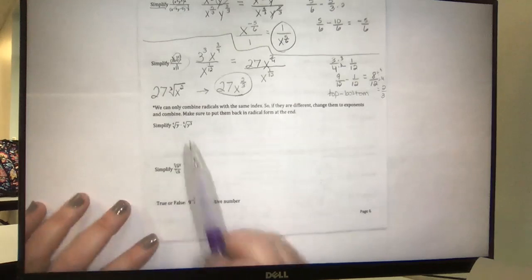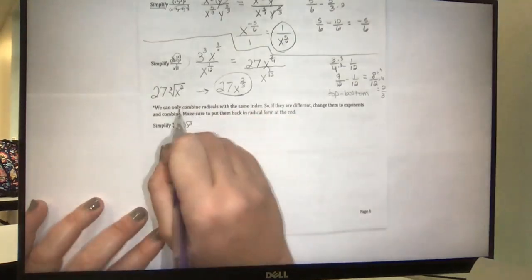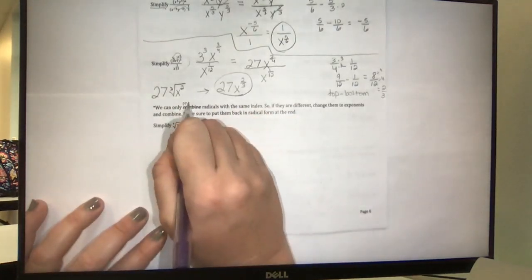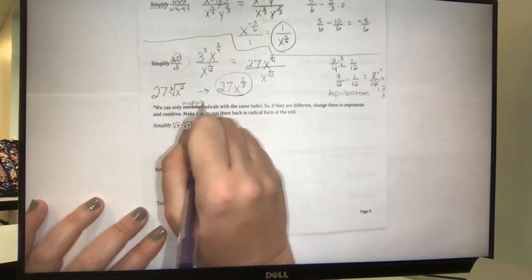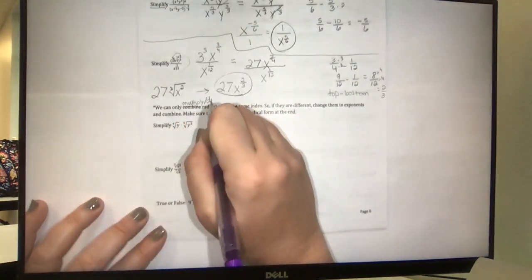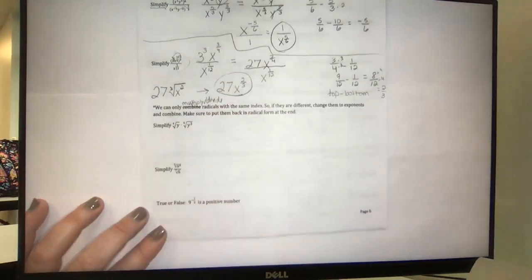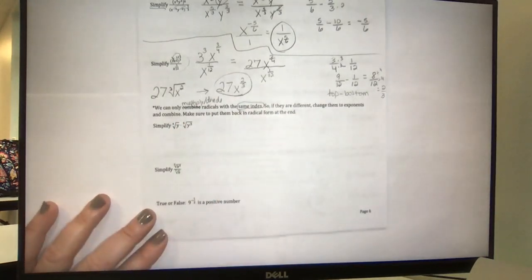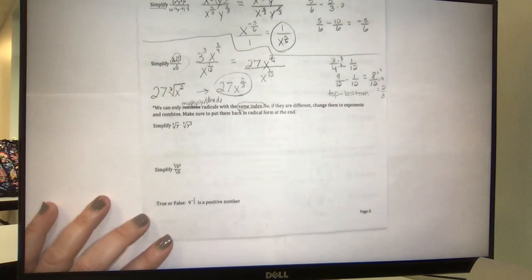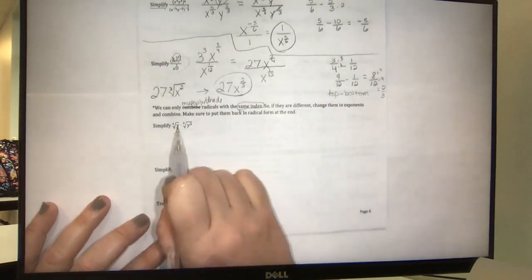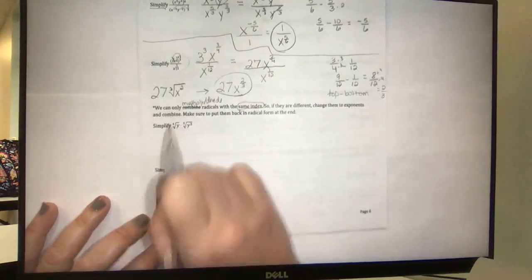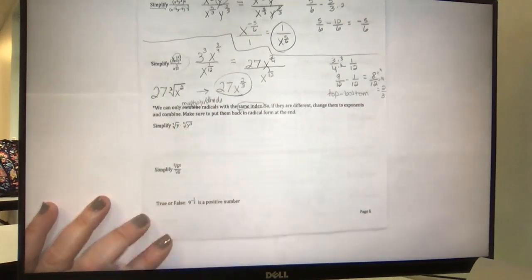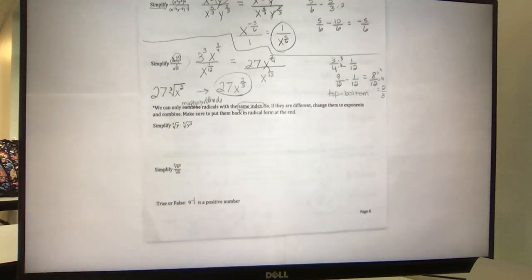I can't, because you can only, I really should say multiply here rather than combine. Multiply or divide. Okay. You can only multiply and divide radicals with the same index. That's the super secret situation there. So I can't do anything with these. They don't have the same index. I have a 4 and I have a 5. So how am I going to make them combine? Because I have to make them combine.